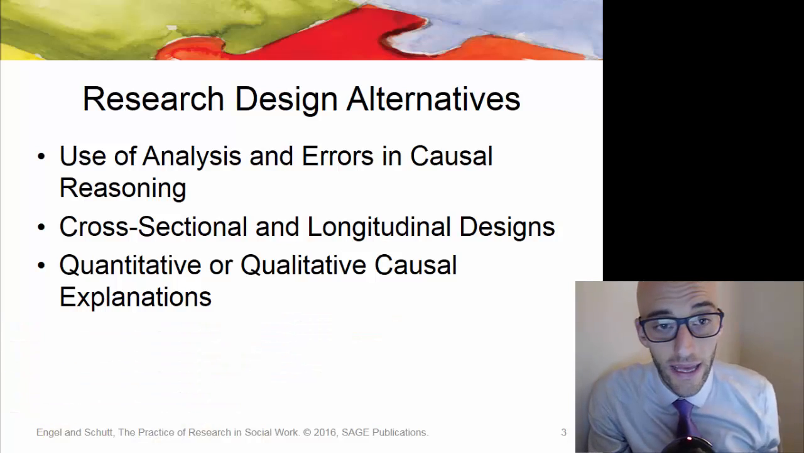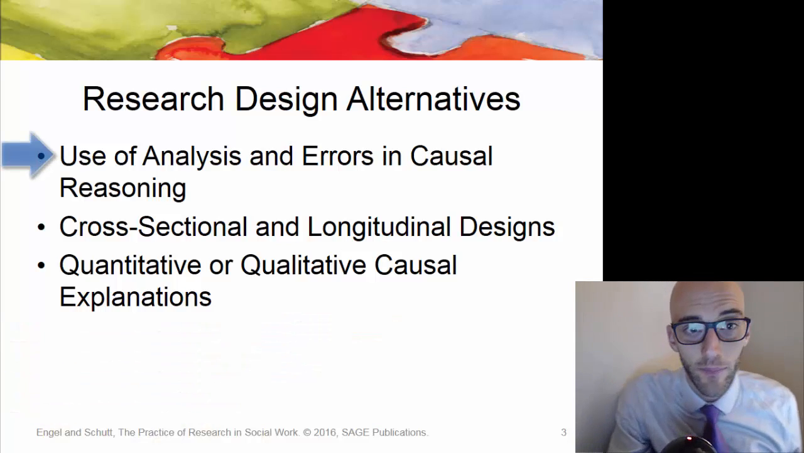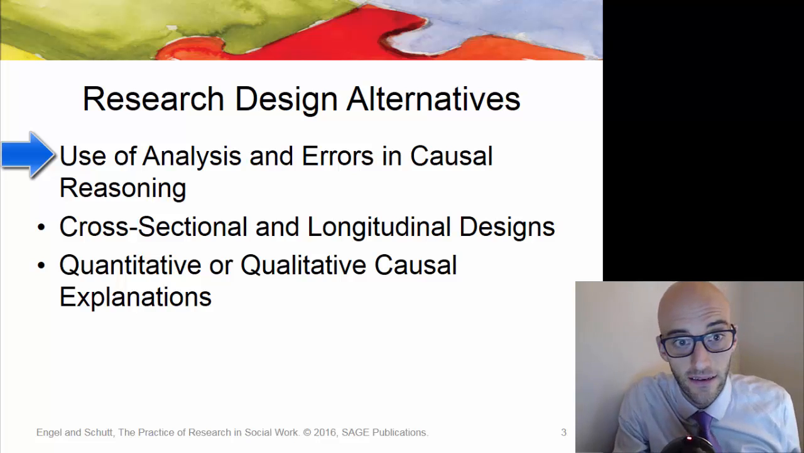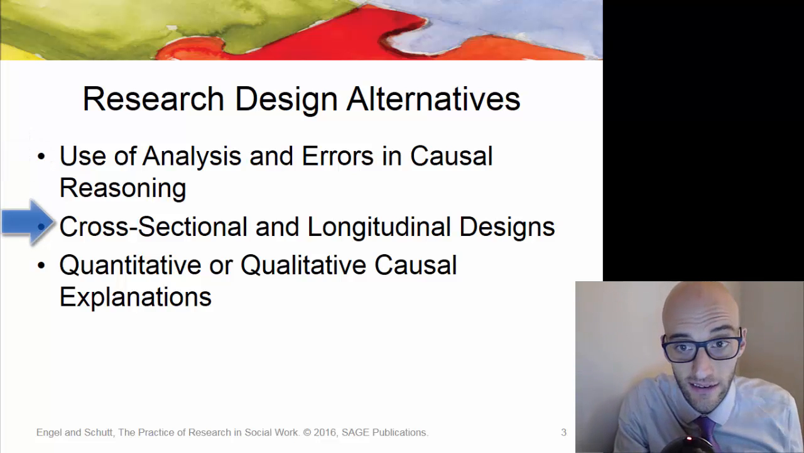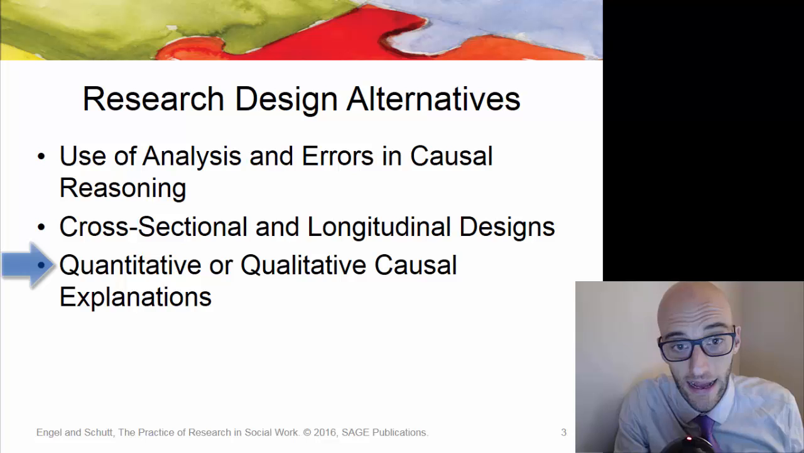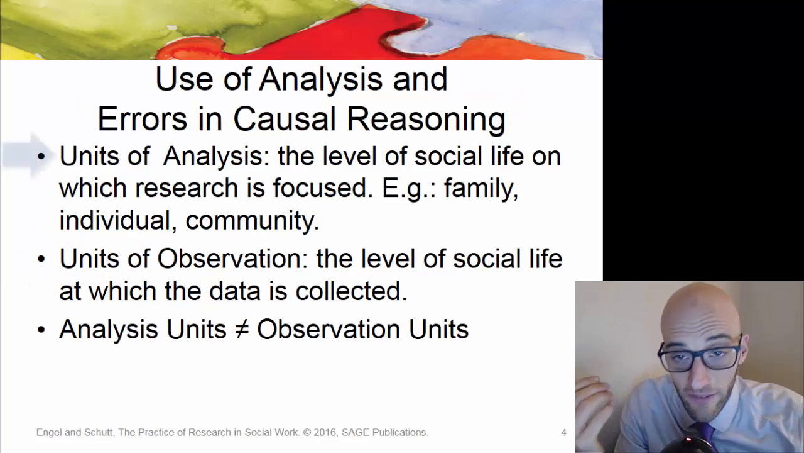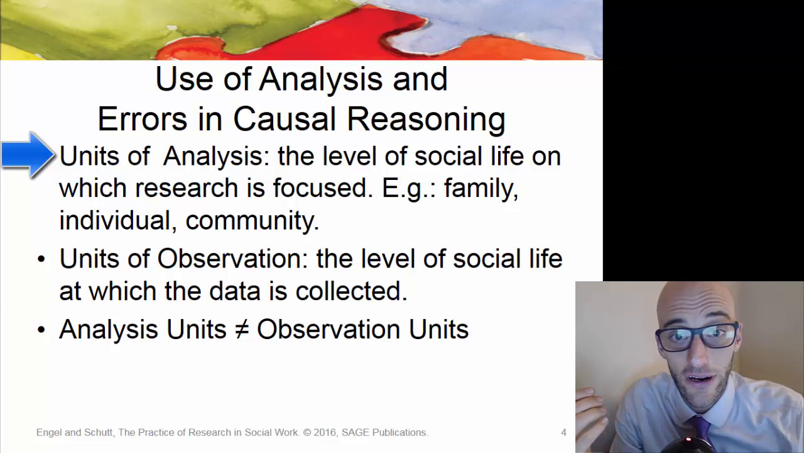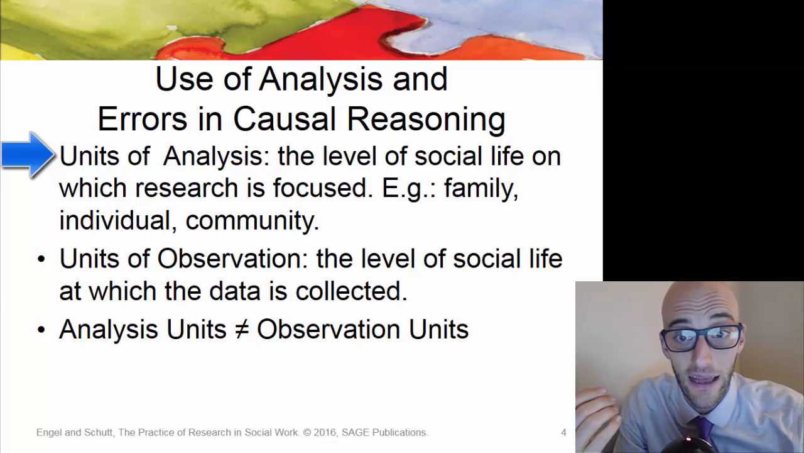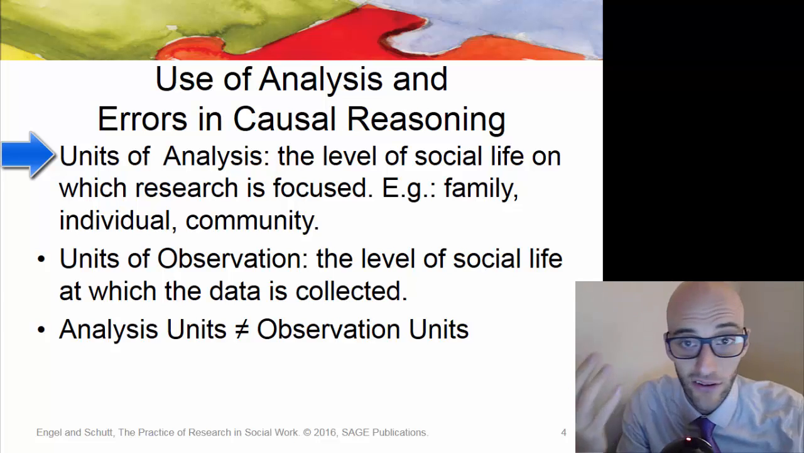Okay, so this module will hit on three big points: use of analysis and errors in causal reasoning, cross-sectional and longitudinal designs, and lastly, quantitative or qualitative causal explanations. Some definitions that are important for you to know: a unit of analysis, which is basically a level of social life on which research is focused. So it could be family, individual, community, household, etc.